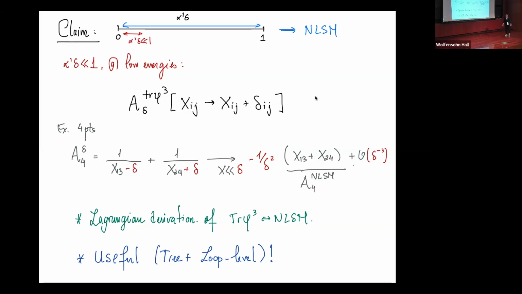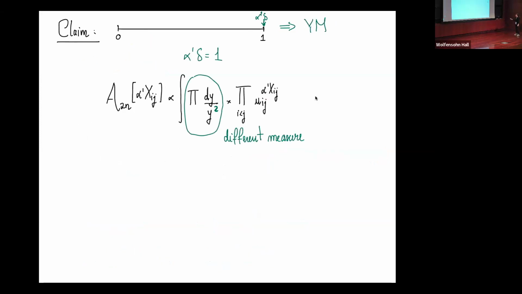Okay, well, let me now proceed to this limiting case where alpha prime delta is equal to 1. So all that happens is that the measure, instead of being a dy over y, becomes a dy over y squared. And now I claim that at low energies, I'm going to get gluons.